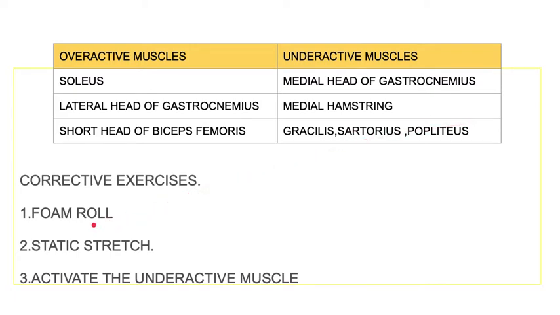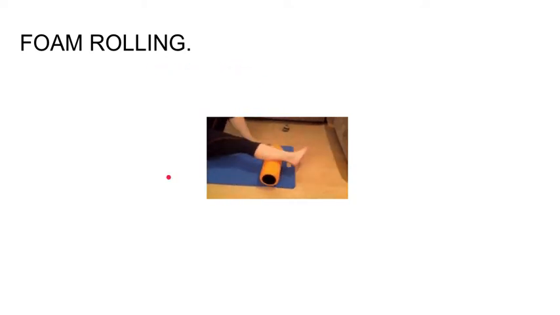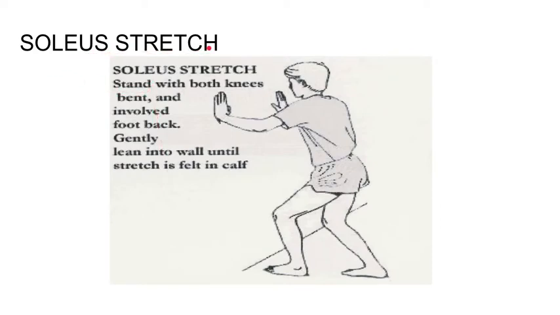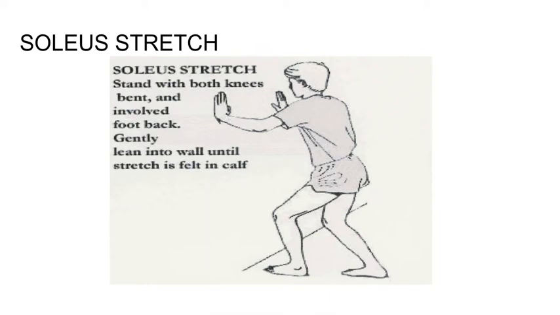The corrective exercise strategies adopted for this are foam rolling, static stretching, and activation of the underactive muscles. Foam rolling can be done for the calf muscle as well as the hamstring muscles. Next, the soleus stretch. It is very simple: you stand near a wall with both knees bent and push your body weight onto the wall. This will give you a soleus stretch on the leg placed behind, and you can hold this stretch for 10 to 15 seconds and repeat it 3 to 5 times.